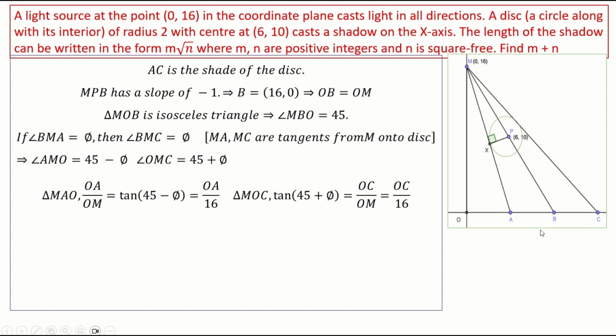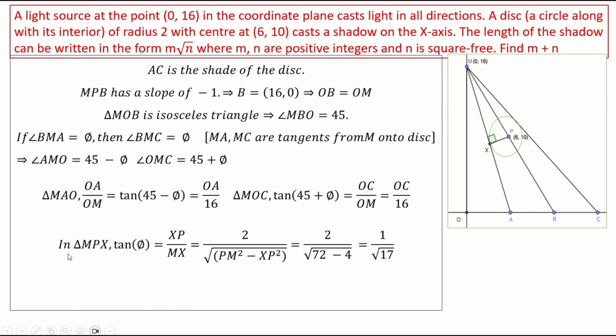Now in triangle MAO, this is a right-angled triangle. OA by OM is tan of this angle, 45 minus phi. So tan(45 minus phi) equals OA by OM, which is OA by 16, since OM is 16. In the bigger triangle MOC, same thing: you apply tan(45 plus phi), you get OC by OM, that is OC by 16.